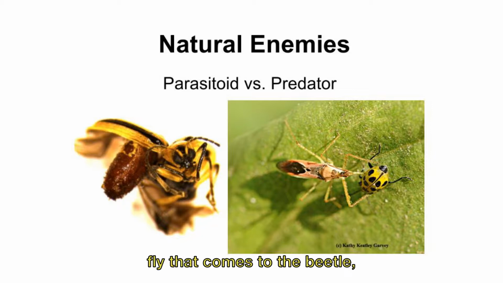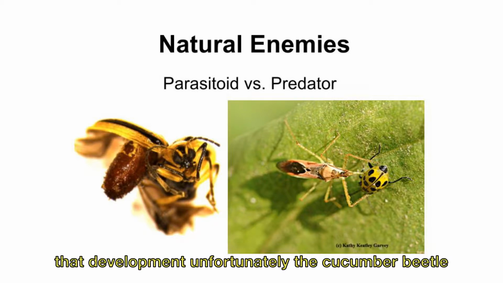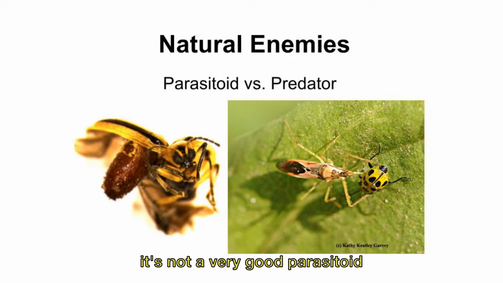So basically there is a fly that comes to the beetle, puts an egg on the beetle, the egg hatches, the larva will burrow into the beetle, will feed on the inside of the insect, and then when it's time for it to pupate, it comes out on the surface and creates this pupa. And so for a lot of that development, unfortunately, the cucumber beetle is active and it's feeding, so it's not a very good parasitoid in the sense that it leaves the cucumber beetle to do its thing for a long period of time before it causes its demise and kills it off. So in that sense, it's not a very efficient parasitoid.